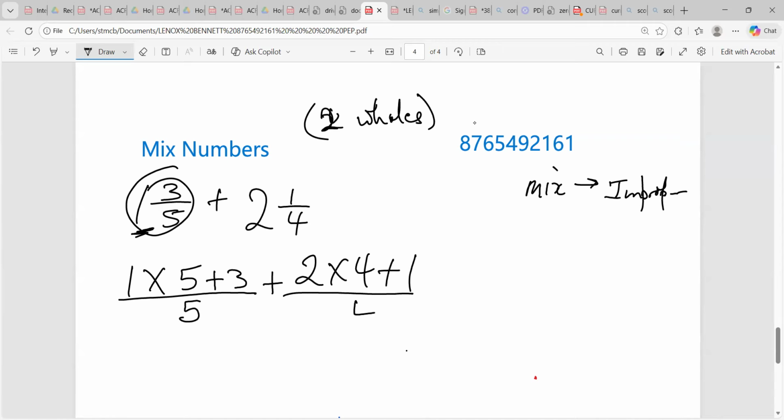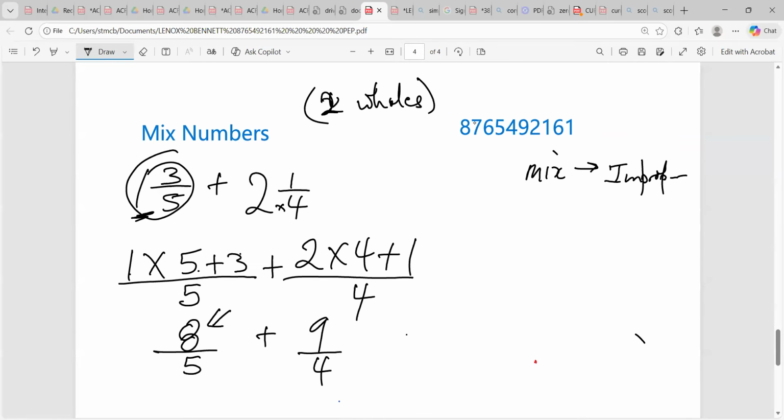All right, no problem. So it's 2 times 4 plus 1 over 4. Now let's convert it. 1 times 5, which is 5, plus 3, 8 over 5. I see what they're talking about. So they went ahead of me. 2 4s is 8, plus 1, 9 over 4. I see what they were doing, guys. All right. So that's that.